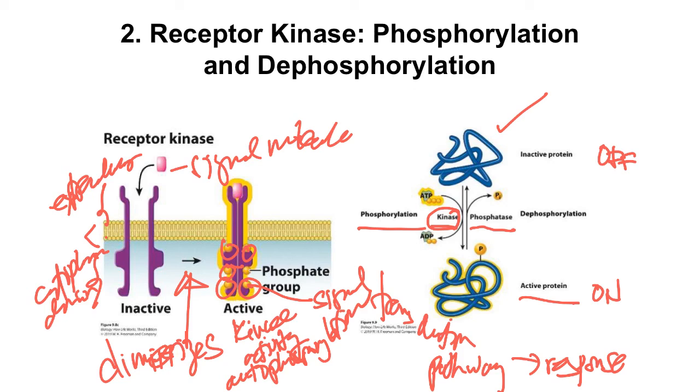I would like to add that the receptor kinase signal transduction pathway often leads, not always, but often leads to long-term responses such as changes in gene expression. And in fact, we will see an example of this in chapter 11 when we look at the regulation of the cell cycle.